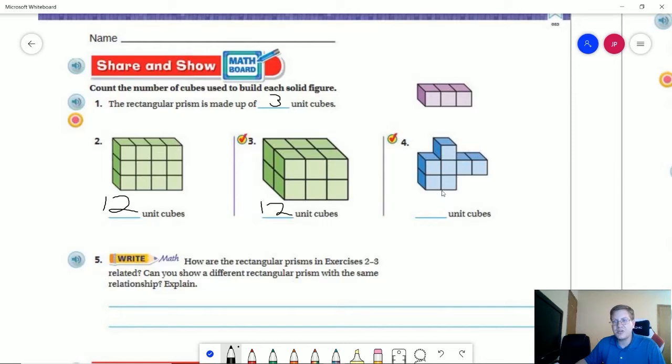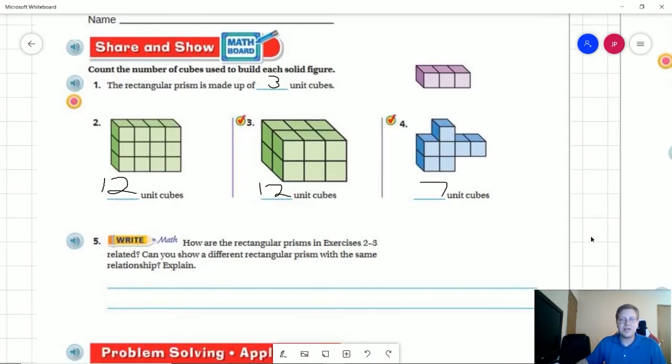And then for this last one, we don't have a normal shape. So we can just count the unit cubes. We don't have to worry about extra dimensions right now, where we have this one kind of coming towards us as well. So we just have 1, 2, 3, 4, 5, 6, 7 unit cubes for that.